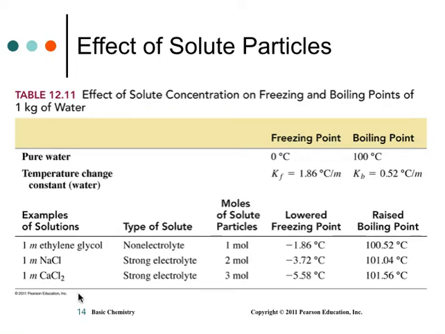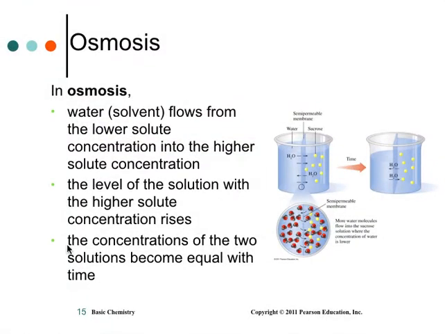Okay, so in this case, calcium chloride breaks apart into 1 positive and 2 negative, so that's 3 moles. So you're going to take the 1.86 and triple it. You're going to take the 0.52 and triple it. Okay, so that's where that's coming from.